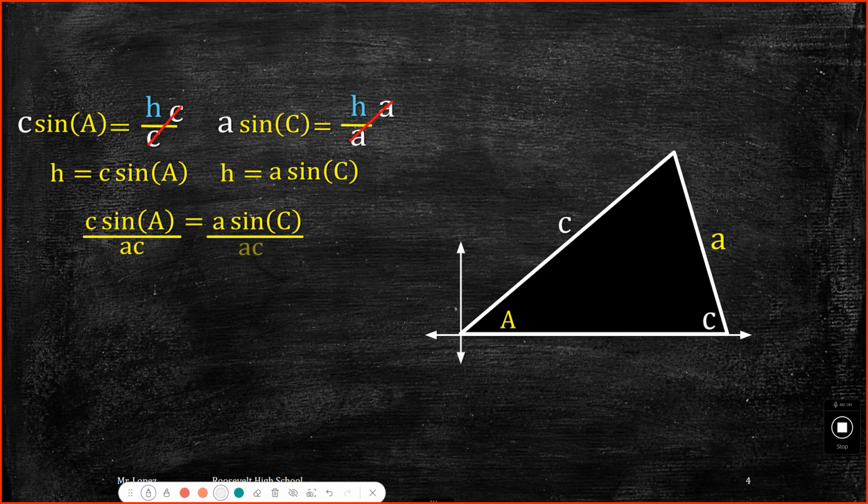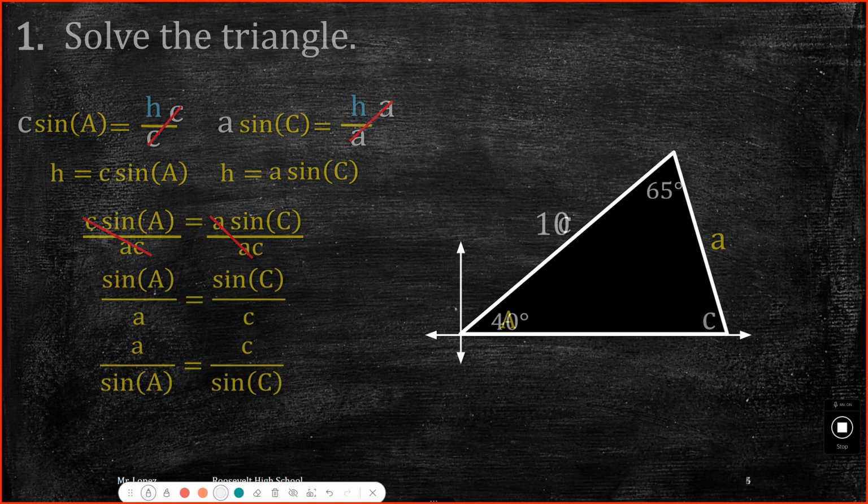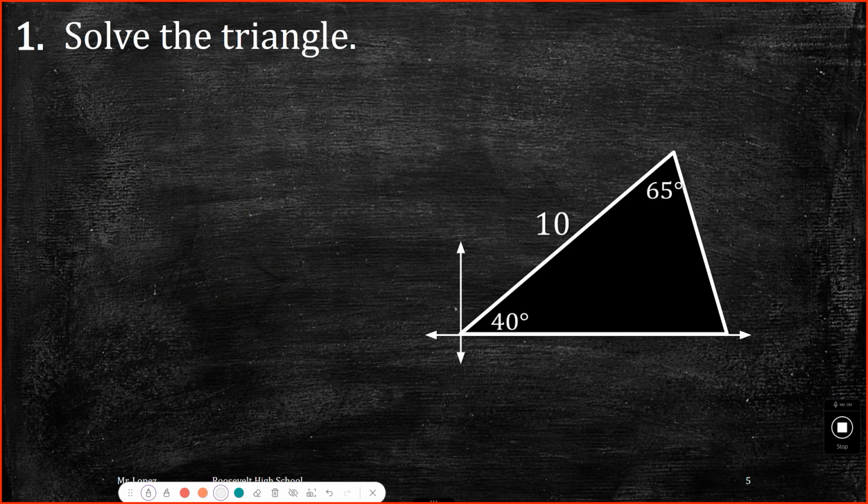Let's go back to the problem we just had. All right, let's go back to this problem. What kind of triangle is this? We know the angle, we know the side, angle. So this is an angle, side, angle triangle. So the law of sines solves angle, side, angle triangles.